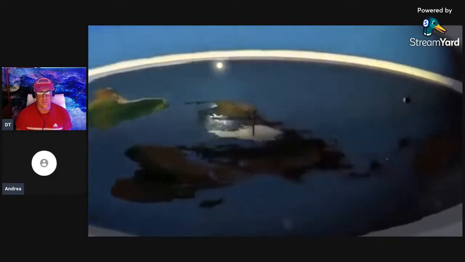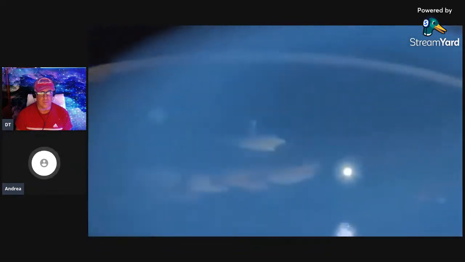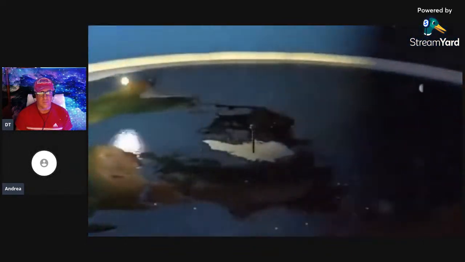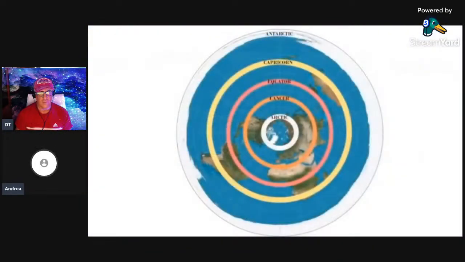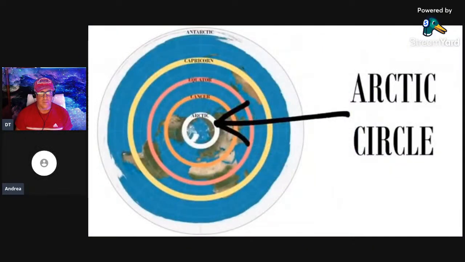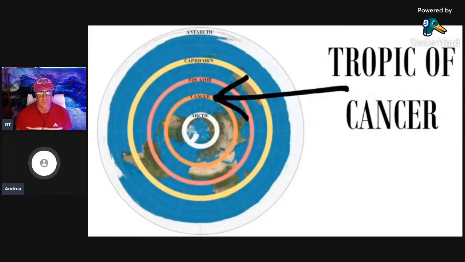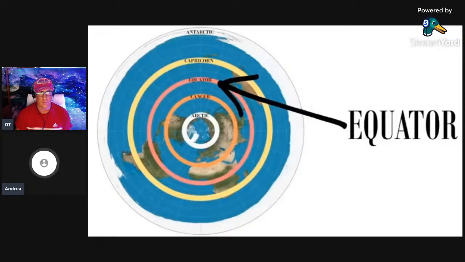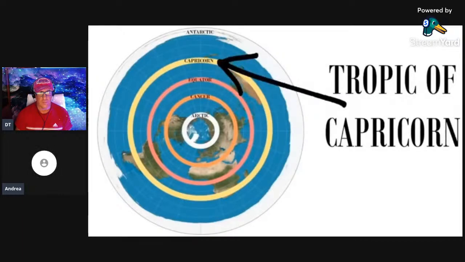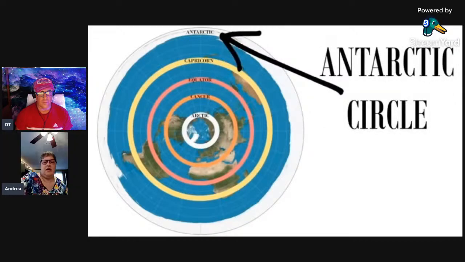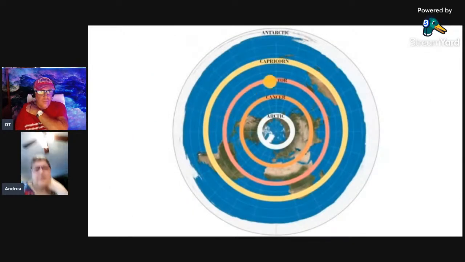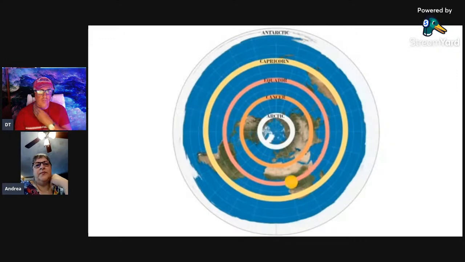The sun and the moon journey above our flat realm in concentric spirals. There are 5 prominent circles of latitude, we are told. We have the Arctic Circle, closest to the center. The Tropic of Cancer at 23.5 degrees latitude in the northern hemisphere. The Equator at 0 degrees latitude. The Tropic of Capricorn at 23.5 degrees latitude in the southern hemisphere. And the Antarctic Circle. The sun journeys from the equator at the March equinox up in concentric spirals to the Tropic of Cancer.